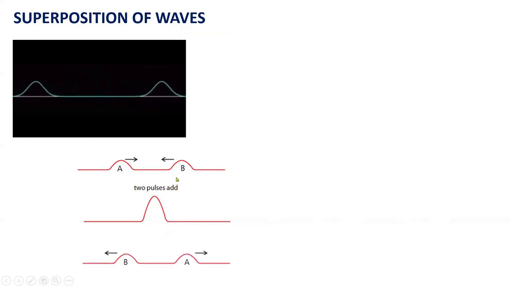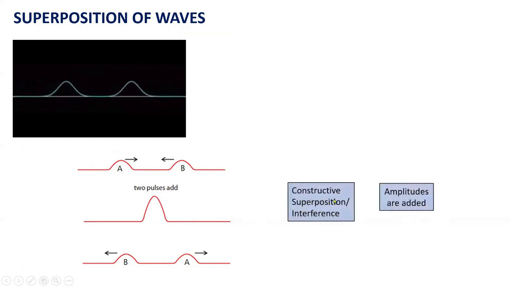And after that, the wave pulses proceed ahead. So B was coming from the left, it continues to the left. A was coming from the left-hand side and going to the right. After superposition, A continues towards the right-hand side. Now, this is what we call constructive interference or constructive superposition. The concept is amplitudes are added.